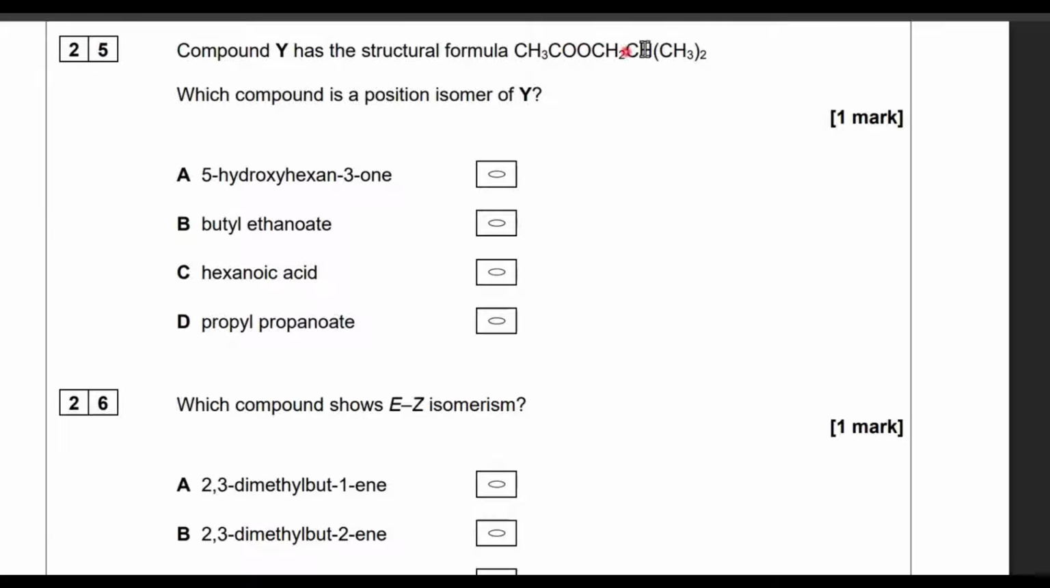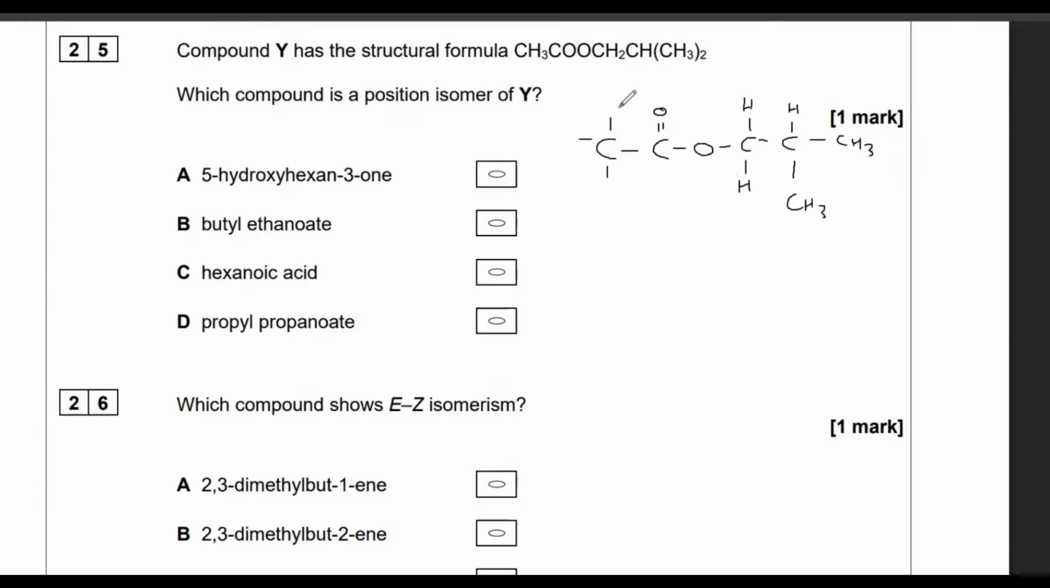Right, 25. Compound Y has the structural formula. Which compound is a position isomer of Y? Oh, this one's a difficult one. For a position isomer, you just generally move one of the functional groups. So they might be saying we need to move the ester link there, because we've got that COO, that ester link.